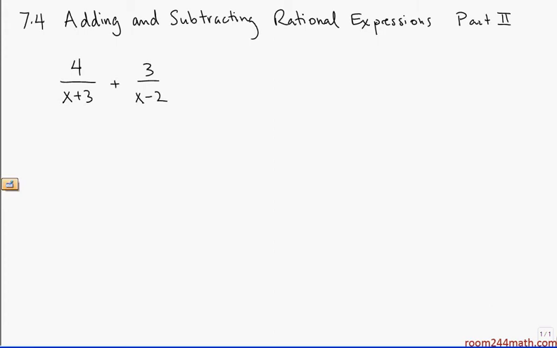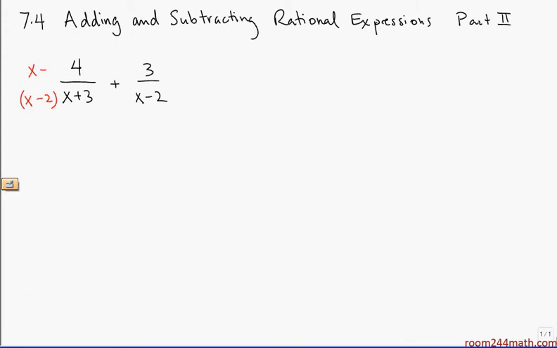So the principles are the same. We're looking at the denominators and trying to form a common denominator, and the way to do that is to first identify if there's any common factors. X plus 3 and x minus 2 don't have any common factors, so that makes it easy when we look at the first denominator and say, well, what's it missing? It's just missing the other denominator, which is x minus 2.